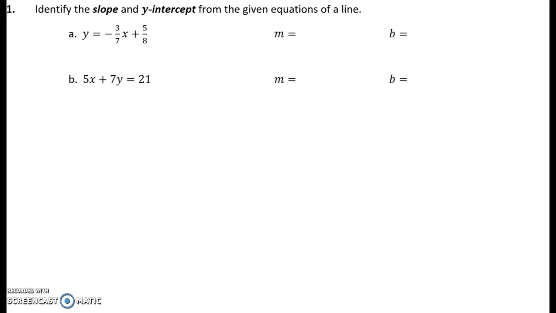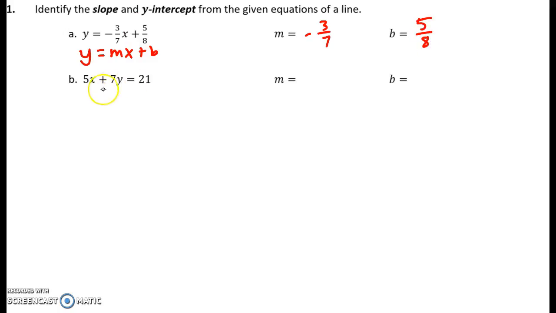Okay, so for the actual problems, problem number 1 says identify the slope and the y-intercept from the given equations of a line. So the first one they give you in y equals mx plus b form. So m is equal to negative 3/7. Your slope always comes in front of x. And your y-intercept in this case is 5/8.